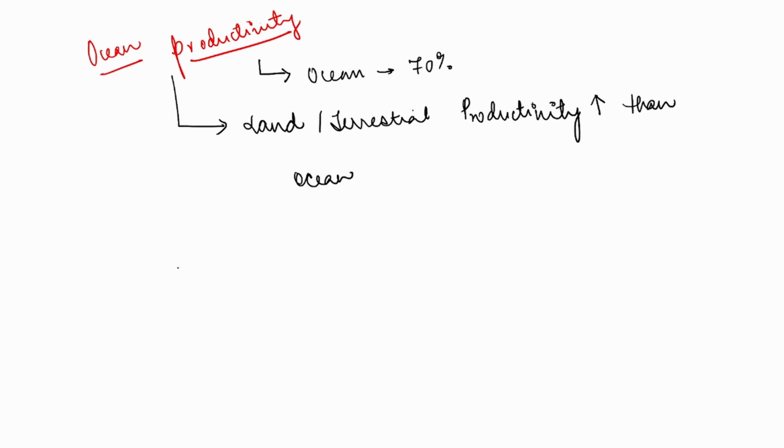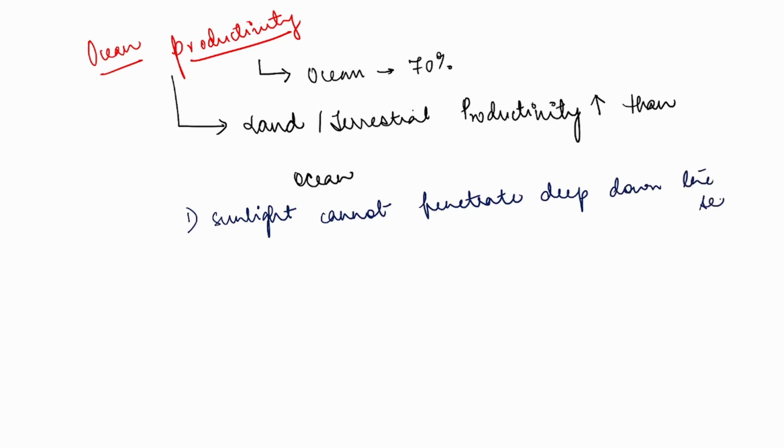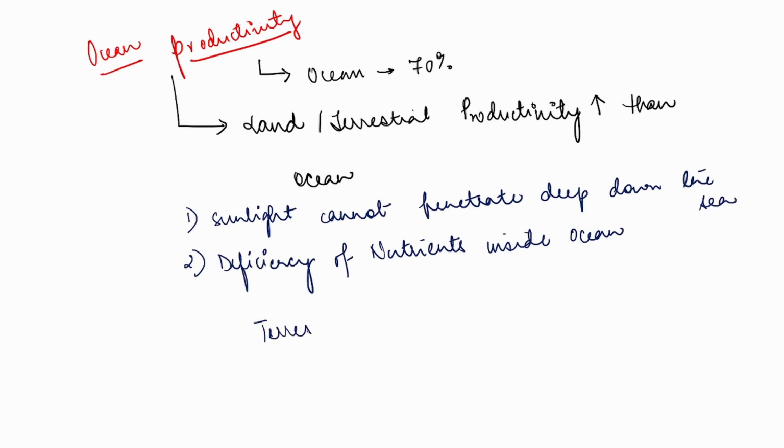Why is it so? Why is terrestrial productivity always higher than ocean? This is because sunlight does not penetrate much into the ocean. Because of organisms on the surface of water, sunlight cannot penetrate deep down the sea. That's why there is a deficiency of productivity. And second, there is nutrient deficiency, deficiency of nutrients inside the ocean or sea. That's why productivity of terrestrial is always higher than ocean. Clear? Yes. So this is all about productivity.